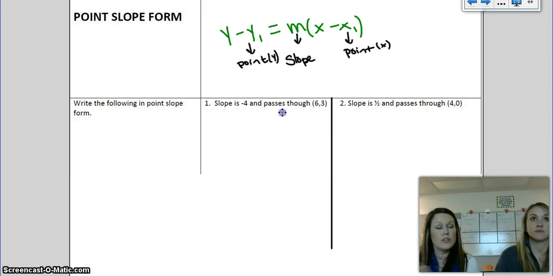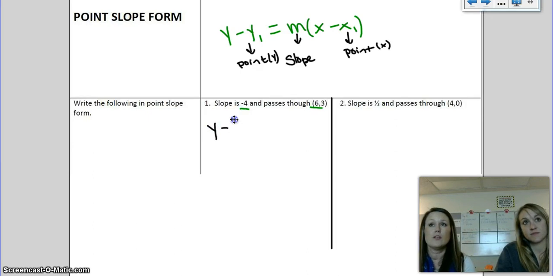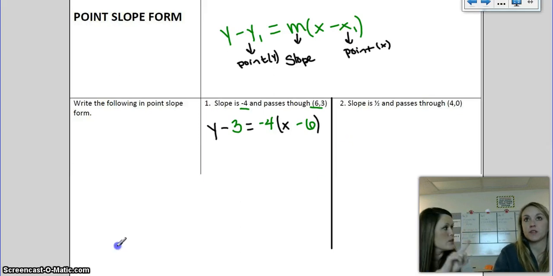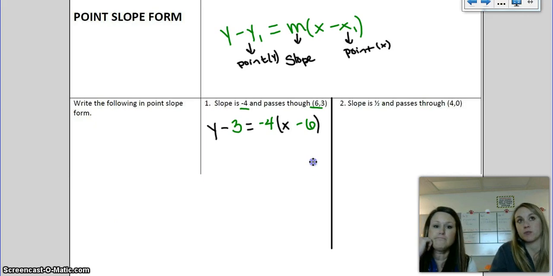Now you would use this if you are given a point and the slope, like so. Slope is negative 4 and passes through 6, 3. So y minus the y value of the point, which is 3, equals negative 4, my slope, times x minus the x value, which is 6. These started as positive, but they look negative here because the formula has a negative. So if I have negative values in my point, it's going to be a plus, the opposite of what's shown.